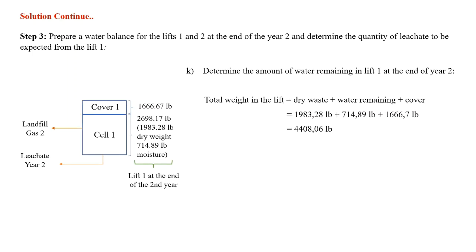And finally, by considering all estimated weight values and dry solid waste, moisture content of lift 1, the total weight found in lift 1 at the end of the second year is calculated as the summation of weights of dry solid waste, water remaining, and the cover materials. You can see the relevant value in this slide.